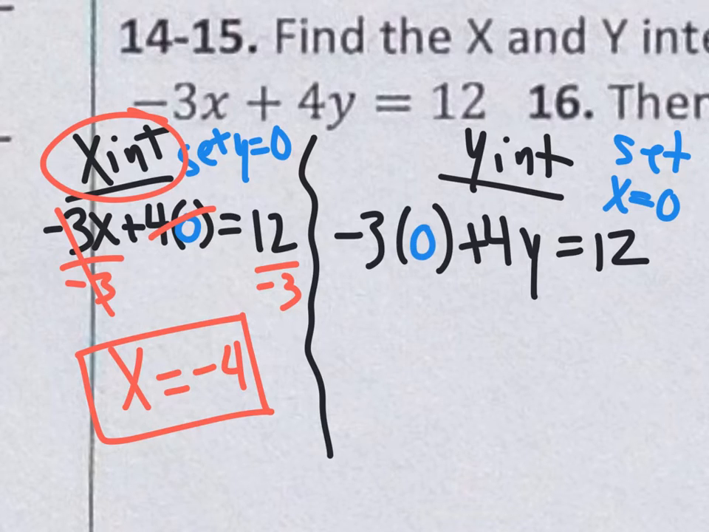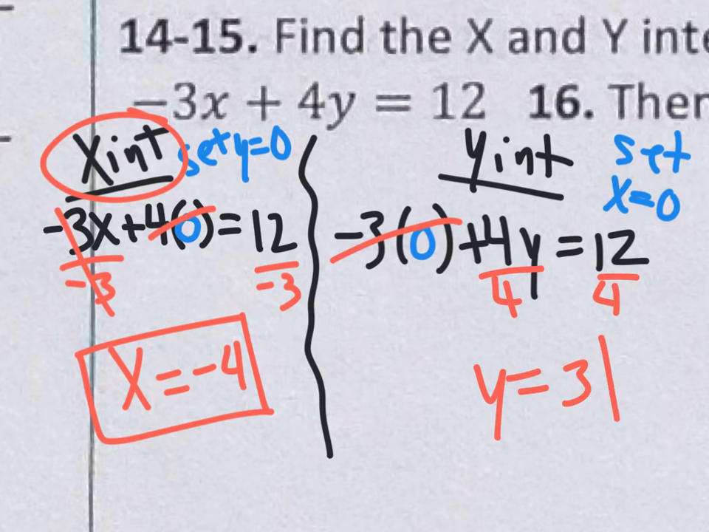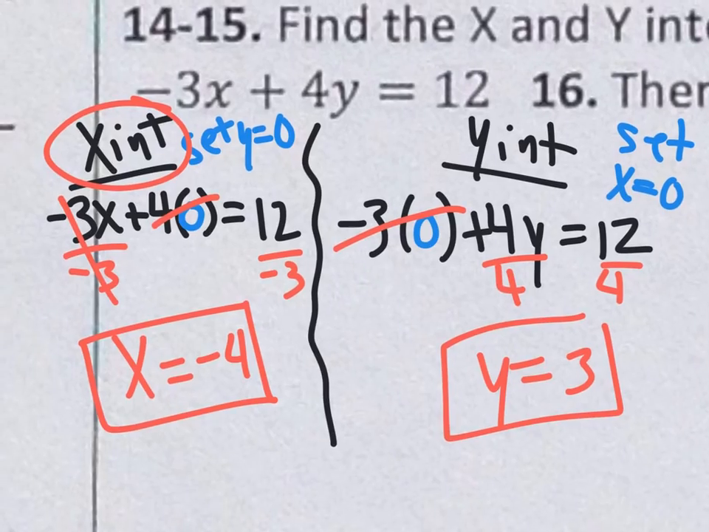And of course, -3 times 0 is 0. It cancels out. So you really have the equation 4y equals 12. So we're going to divide by 4 to solve it. Divide by 4. You're going to have y equals 3. And that's your Y-intercept value. So ladies and gentlemen, you get 2 points for those.